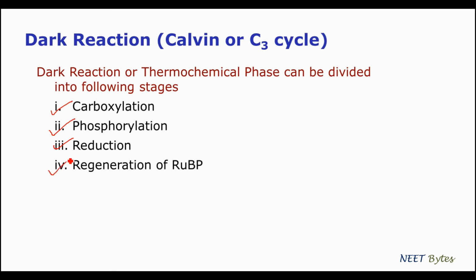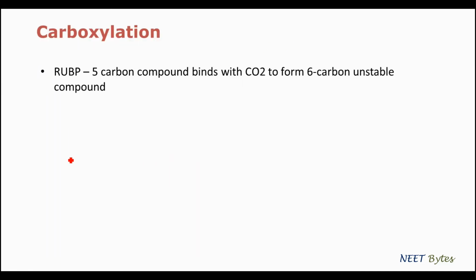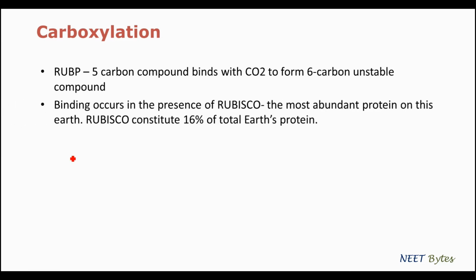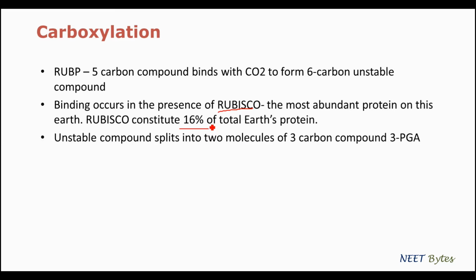Let's talk about the first thing, the carboxylation. In carboxylation, the 5 carbon compound ribulose bisphosphate acts as a CO2 acceptor. It binds with the CO2 in the presence of the enzyme Rubisco. Now Rubisco is the most important enzyme. This is the most abundant protein on this earth, and as per one estimate, 16% of the total protein constitutes the Rubisco, right? So RuBP binds with the CO2.